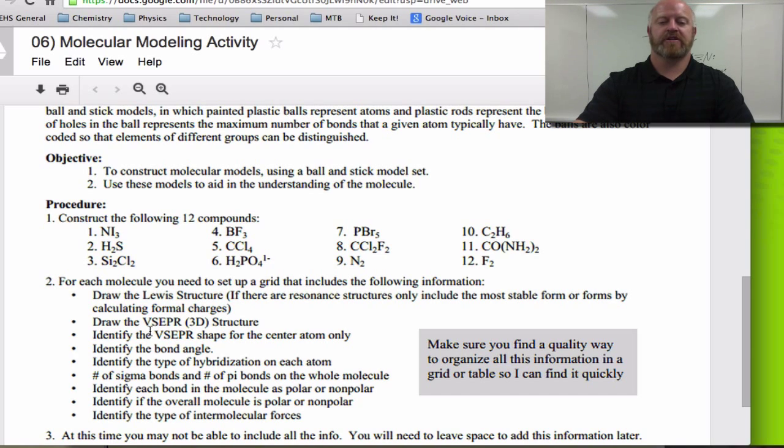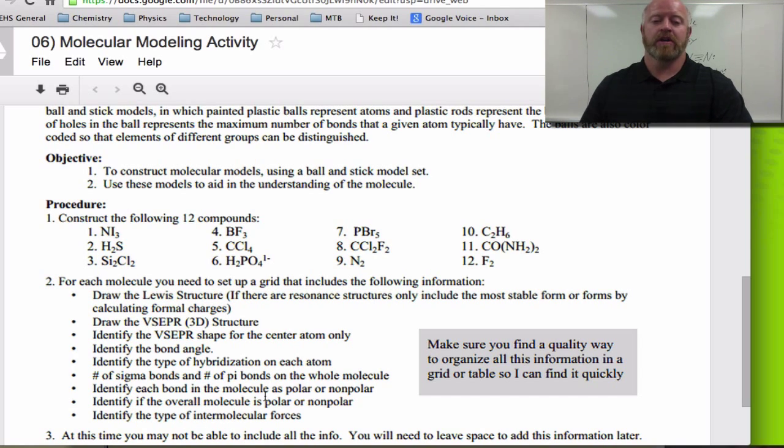Then you'll do VSEPR structure, VSEPR shape, angles, hybridization, sigma bonds, polarity, intermolecular forces. So you have a whole bunch of things you're going to fill in. Essentially, if you count, it's 1, 2, 3, 4, 5, 6, 7, 8, 9 different categories you'd need to fill in for each of these molecules. Of those, the only one you can start now is the very first one, where we're drawing our Lewis structures. The Lewis structures are the key to this activity and the key to the whole unit, really. Because if you can't draw the Lewis structures right, you won't be able to do the rest of the stuff behind it either.